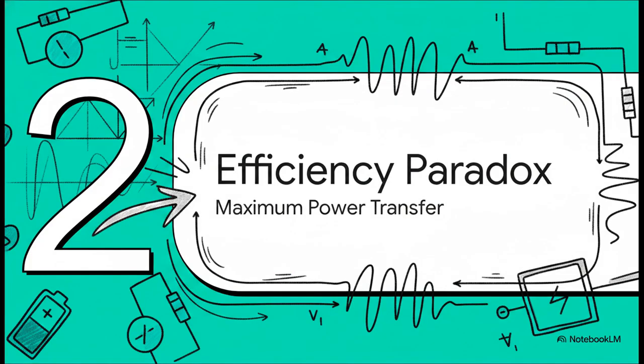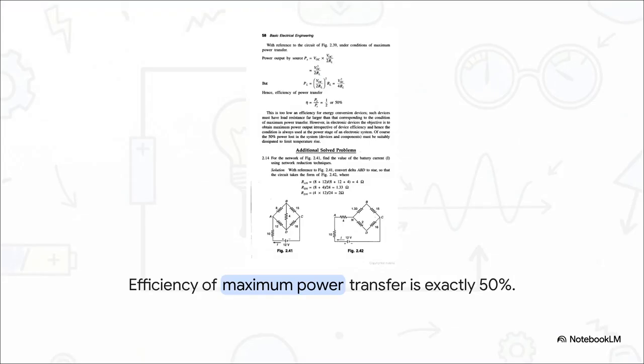All right, moving on to section 2, the efficiency paradox, pushing for maximum power transfer. Now, this brings us to what I think is the absolute most fascinating and honestly the most relieving concept in the whole textbook. It's where the math of electrical circuits teaches us this incredibly profound lesson about the nature of output.